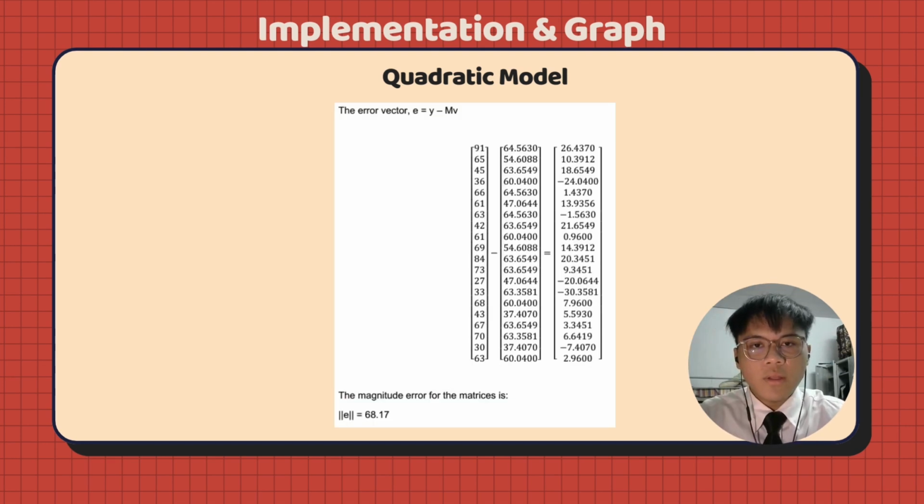After that, we need to calculate our error vector by using the equation E equals y minus Mv. After we get the list of it, by substituting all the values inside the equation, we can find our magnitude of the error, which is 68.17.